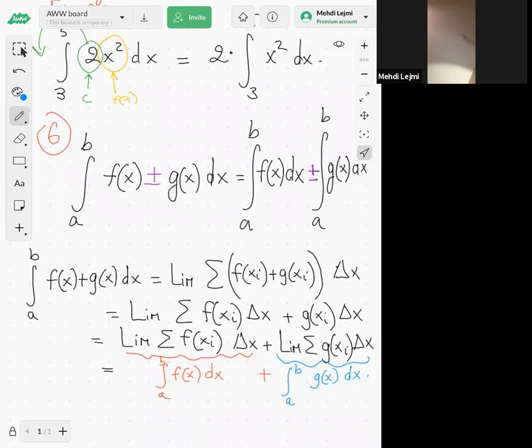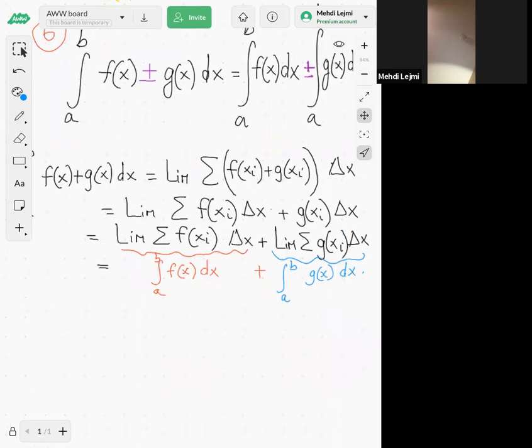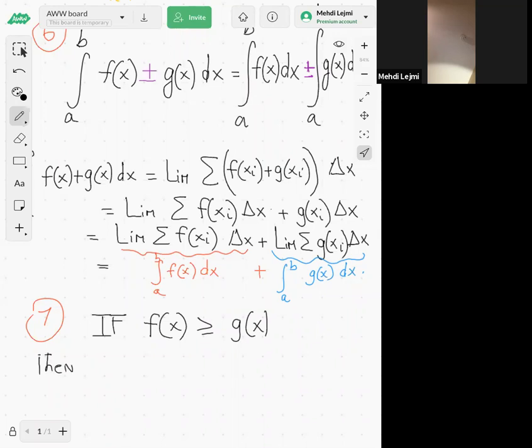All right, so just one more thing, guys, before the break. The last property, number 7. I'm sorry, this is kind of long, but we have to do it. The last property of the integral is that if f of x is larger than g of x, so f is larger than g, then the integral of f from a to b is larger than the integral of g of x from a to b.